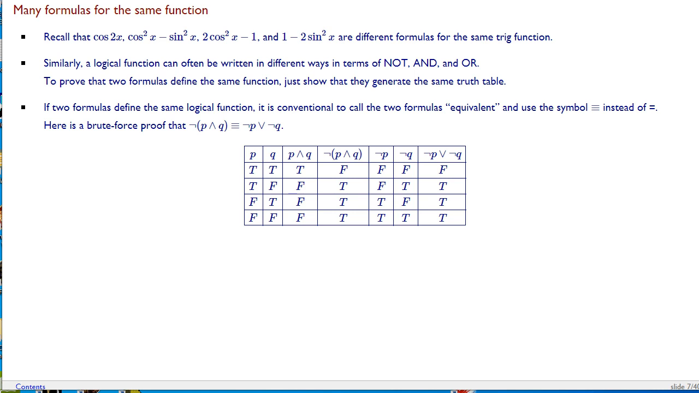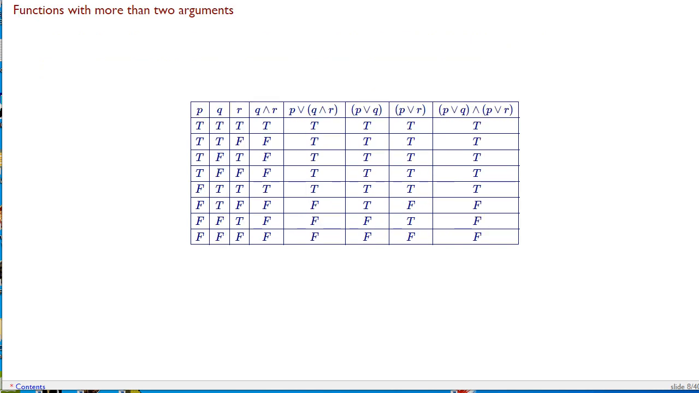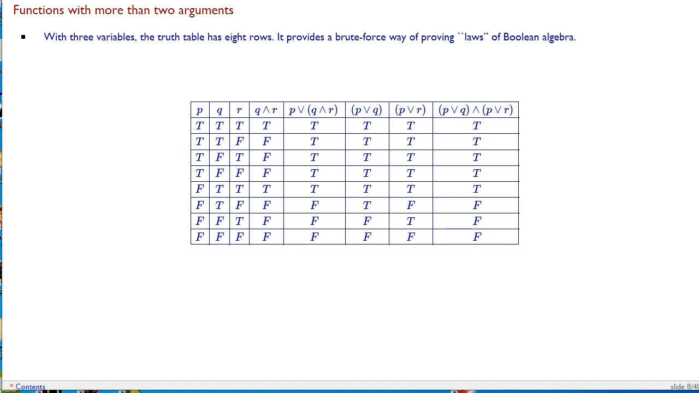For example, in the second line, when P is true and Q is false, P and Q is false. The negation of that, not (P and Q), is true. If we look at the right-hand side, we can say not P is false, not Q is true, and since one of those has the value true, the OR of not P and not Q is true. True here, true here. Do it for all four rows. Say this column and this column are the same, therefore the functions are the same. This, of course, is just crying out for automation by computer. If you have more than two arguments, then your truth table just gets bigger.